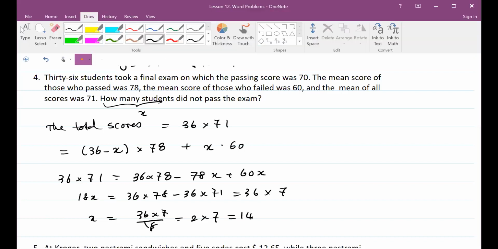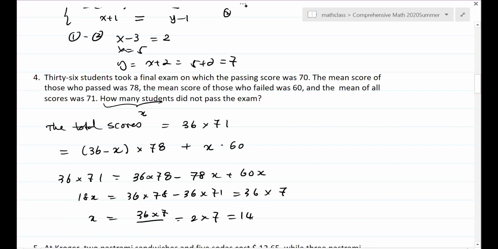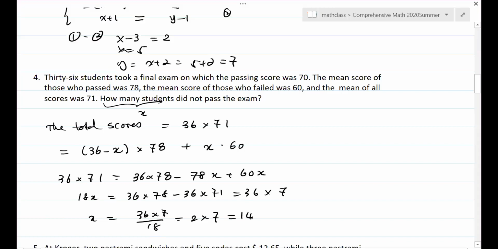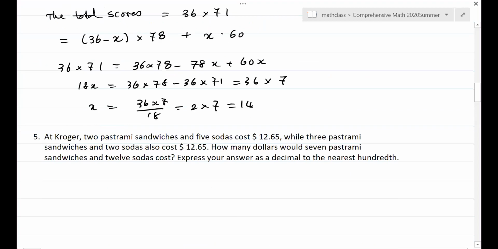Don't multiply out all the numbers. That takes too much time and it's easy to make a mistake. I just keep all the products here, then you simplify. All right, so now let's do the next problem.